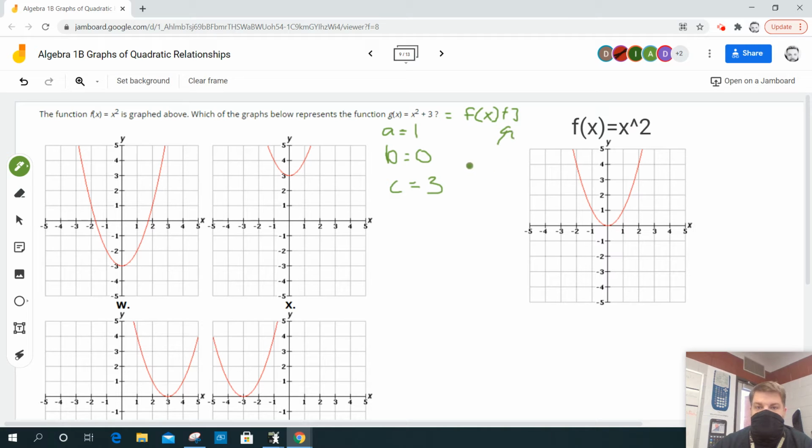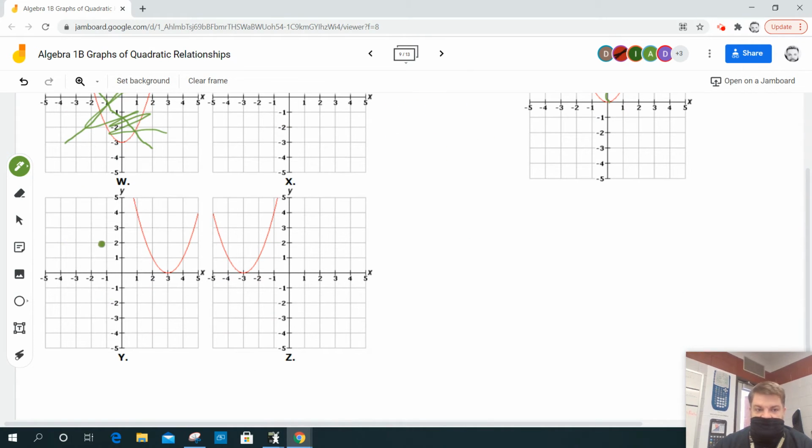That means that you're going to go up 3 units. In other words, we're going to take this function and we're going to go up 1, 2, 3. That's it. It should be exactly the same. So it's not this function because it went down 3 units. That one doesn't work. It's not this function because it went to the right 3 units. It's not this function because it went to the left. It's probably this function. It's probably this graph, right?